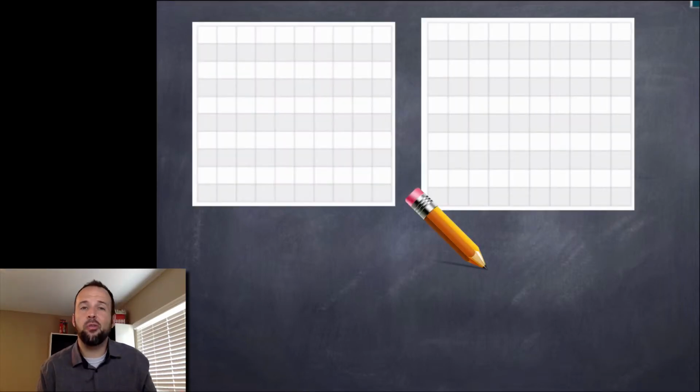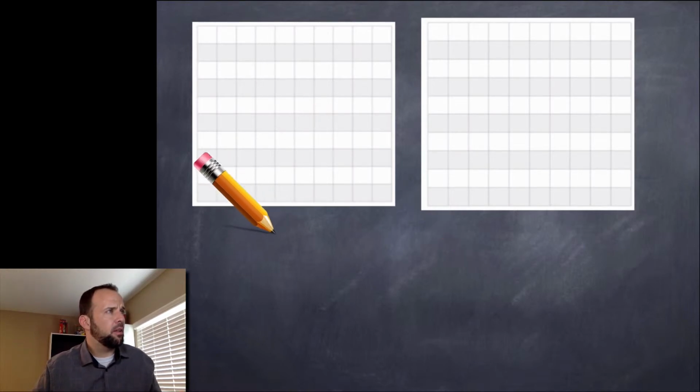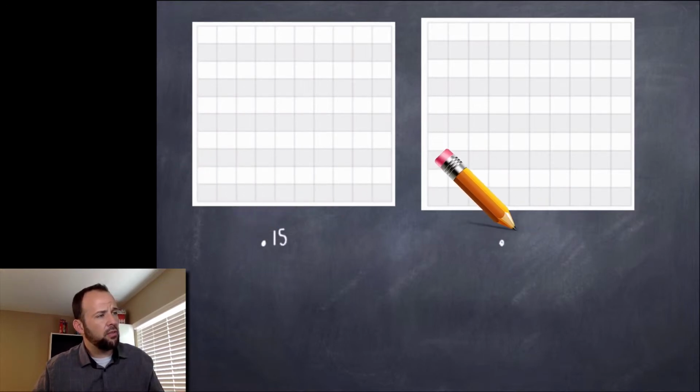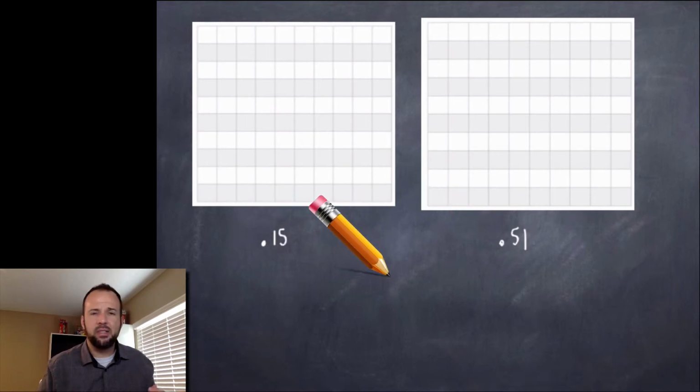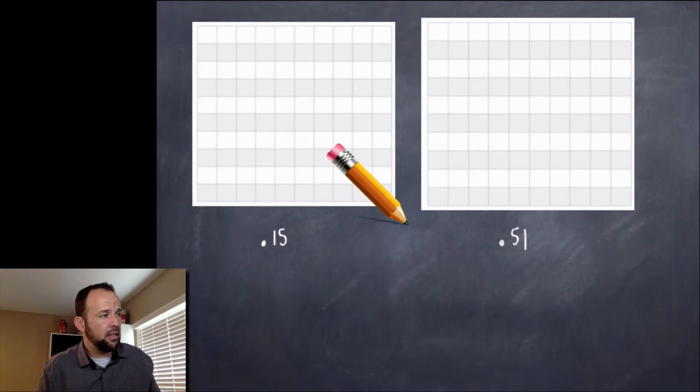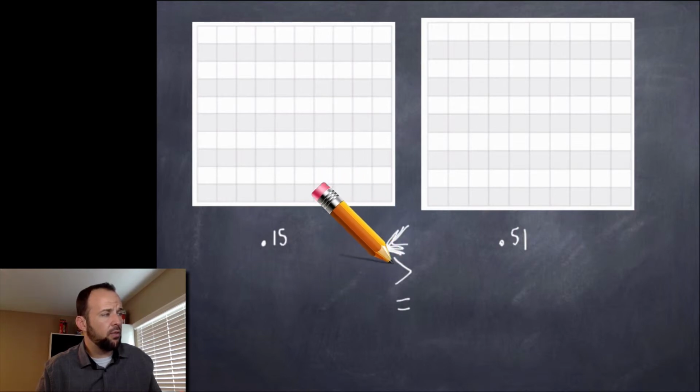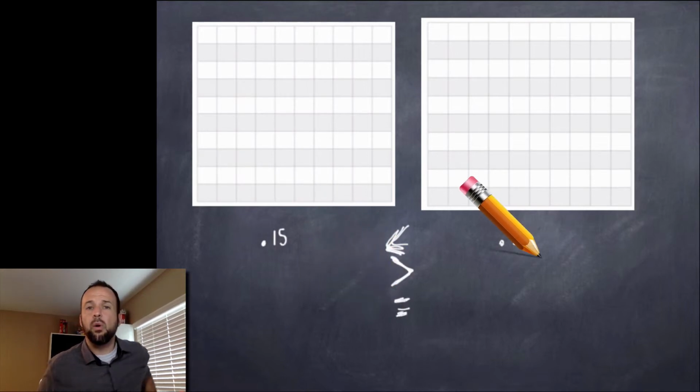Okay, so this time we're going to use the good old-fashioned area model to help us compare some numbers. I'm going to write 2 decimals up here. Let's go with 15 hundredths and 51 hundredths. Right off the bat we're seeing the same digits in both of these numbers, but we can use this area model to make a comparison between them. Basically we want to say, is it less than, greater than, or equal to? Is 15 hundredths less than, greater than, or equal to 51? That's what we're looking for here.